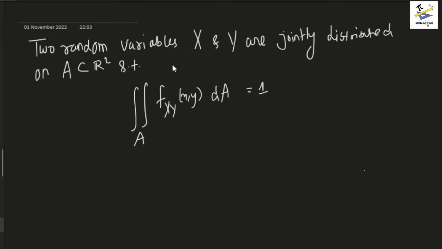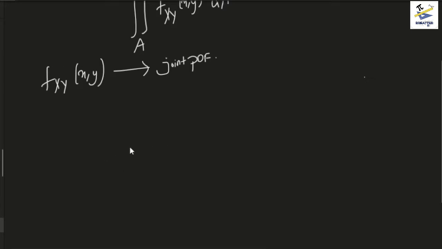So we say that two random variables x and y are jointly distributed on the region A, which is basically a subset of R square. It can also be R square itself. Then we say that the double integral or the surface integral over the region A simply equals 1 of the joint PDF, right? Here fxy is the joint PDF. Okay. And in the last one we understood how to do this kind of manipulations. Now in this one, let us understand what are marginal PDFs first.